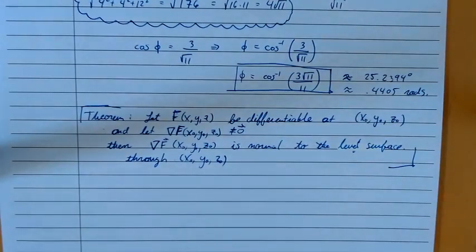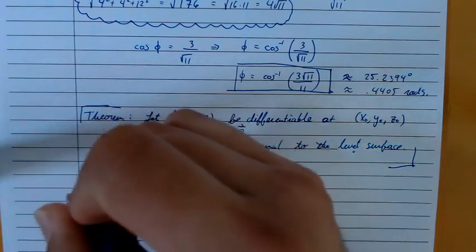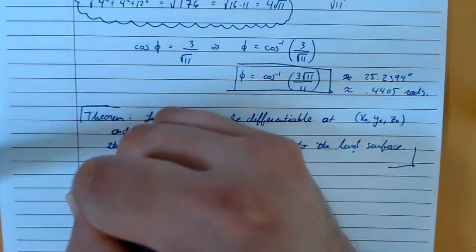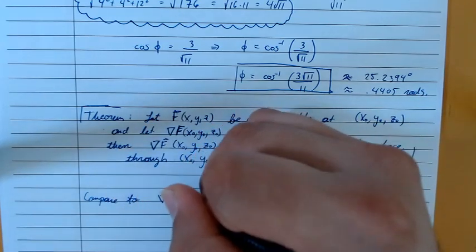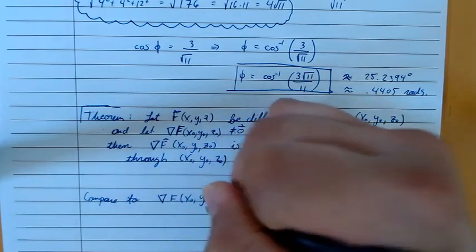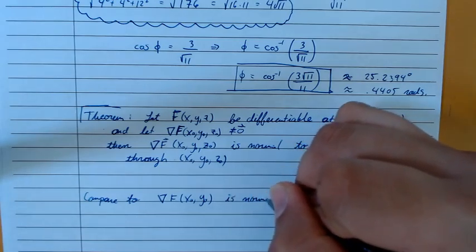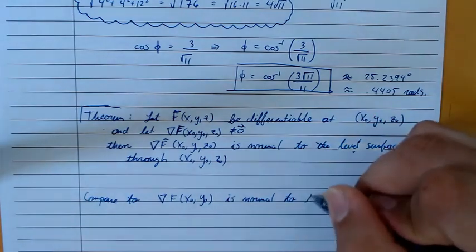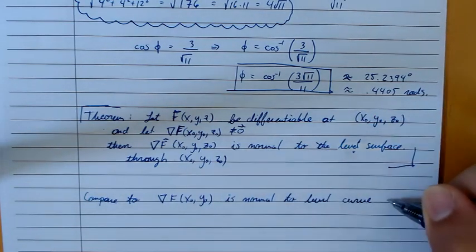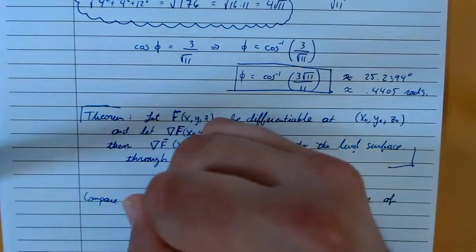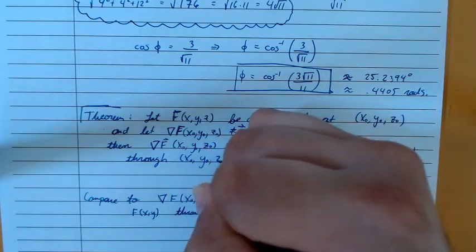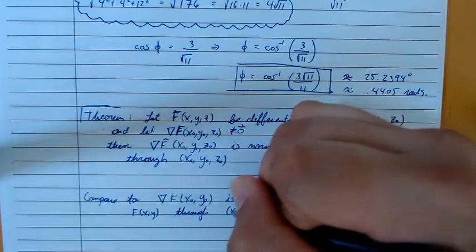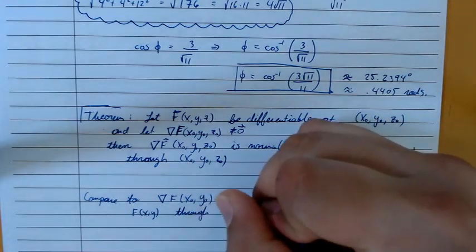Now compare that to the theorem that we saw in the previous section, which says that the gradient of f at x naught, y naught is normal to the level curve of f of x, y through x naught, y naught, or f of x naught, y naught.